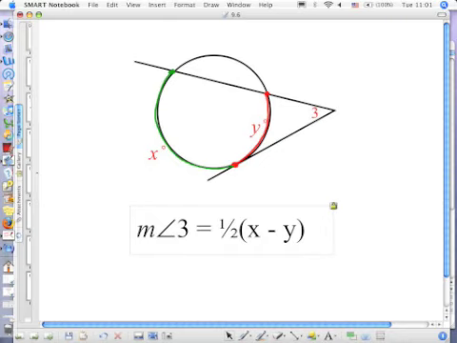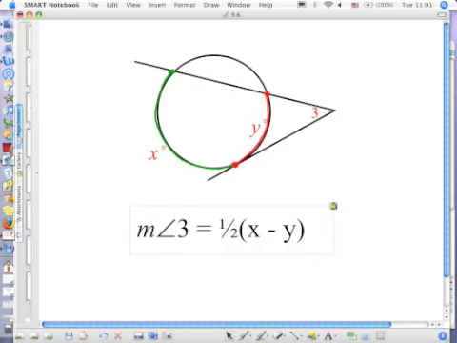What if the arcs are equal? It's still the same formula, even though you have a tangent and a secant. If the lines are crossing anywhere inside the circle, there's a plus sign. But if the lines are crossing outside the circle, there's a minus sign.